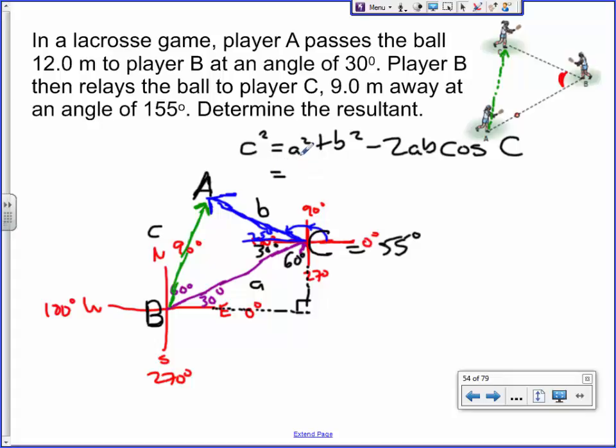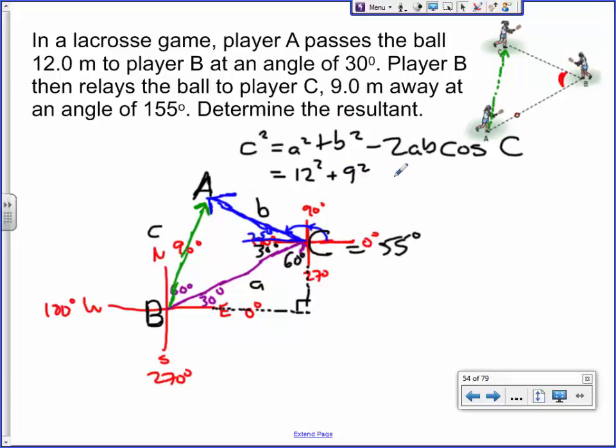Okay, so what's this little a value? A is whatever the purple line was, right? 12 meters, yeah. We'll skip the meters at this point. I think units are going to be a bit of a challenge to work with, so we'll just put a unit on when we're done. So we need 12 squared. The b value is whatever the blue line was, which was 9 meters.